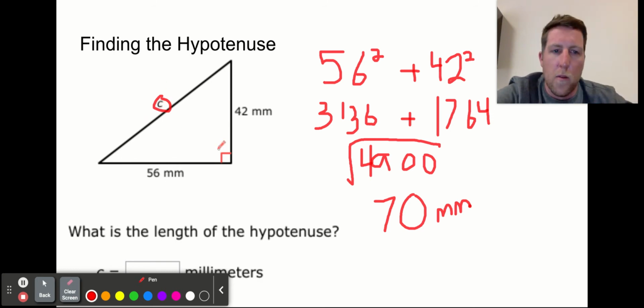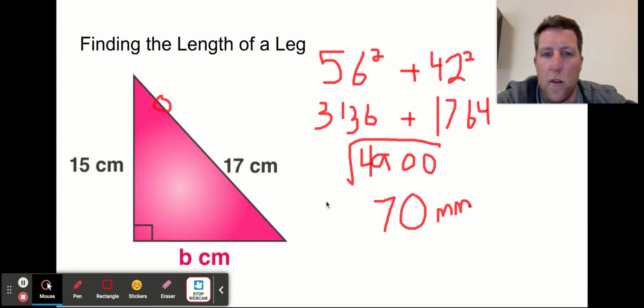And Pythagoras' theorem shows us how to do it. The questions you did last class were like this. I just wanted to review. So let's click over to the next page.